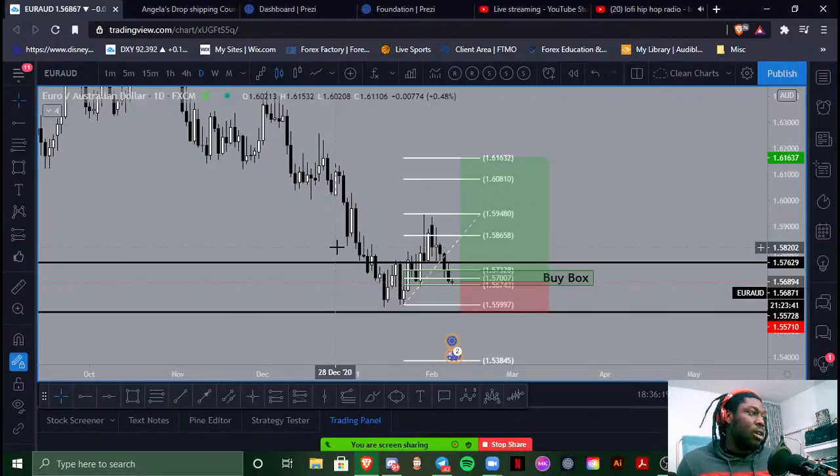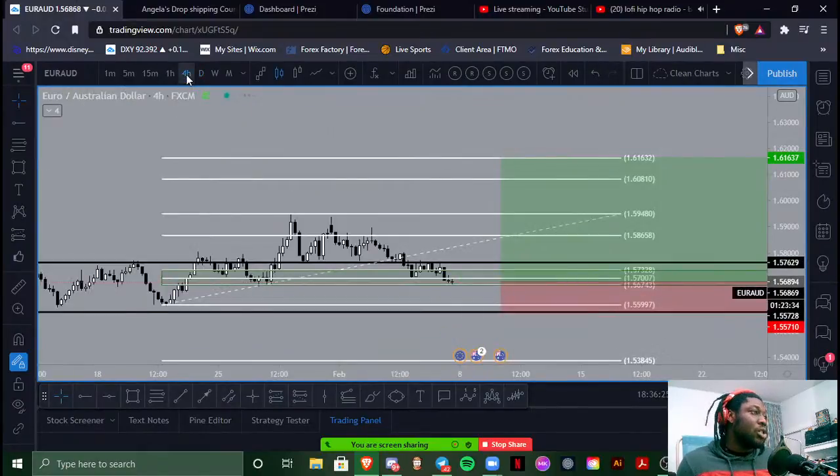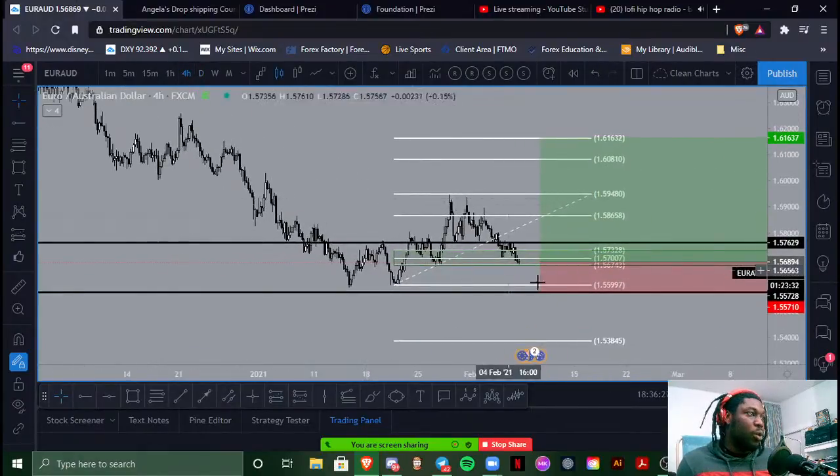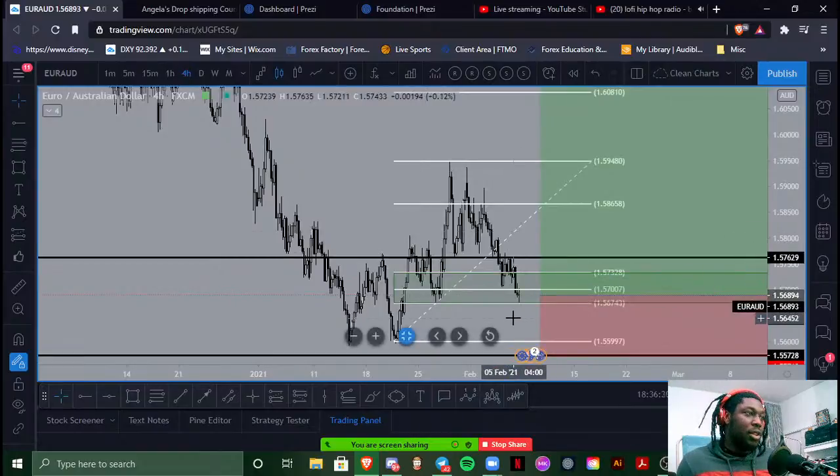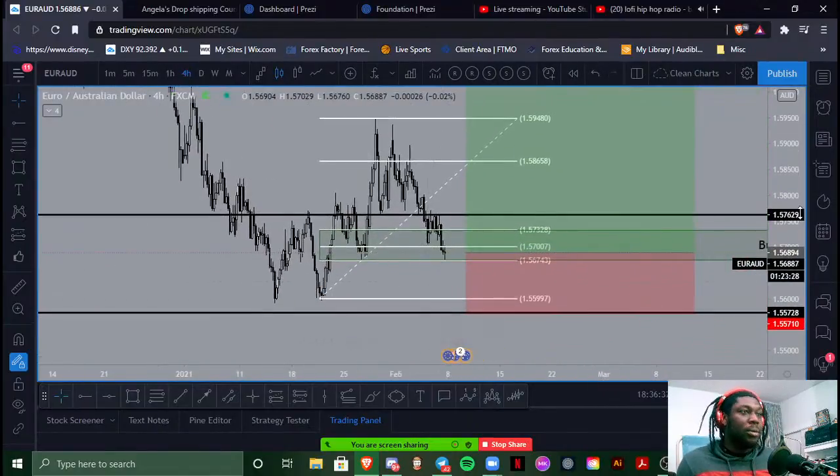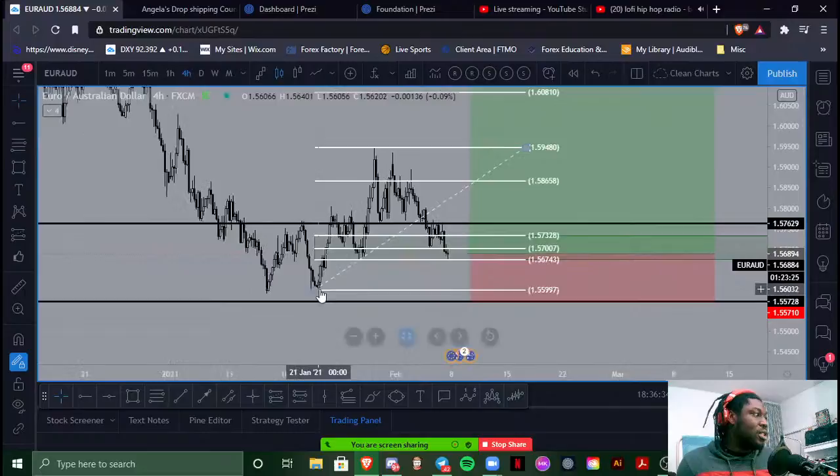I like risking 1% or more, like 1 to 2% on my swing trades, because they take longer to play out. And since they take longer to play out, I'm like, okay, I'm going to risk a little more so that it can be worthwhile, you know? So definitely looking for this. Let me see how this plays out.